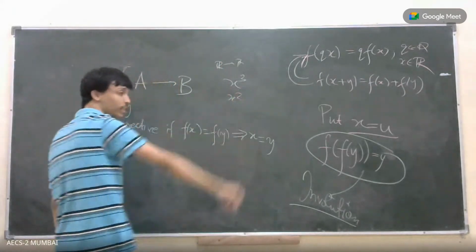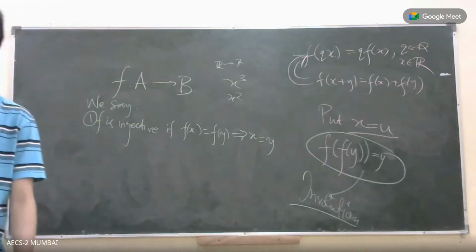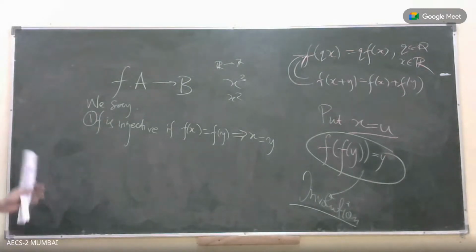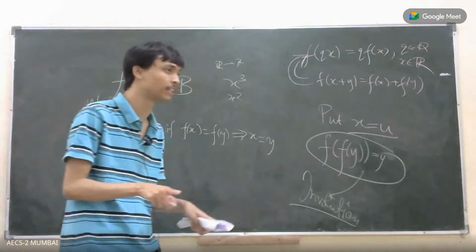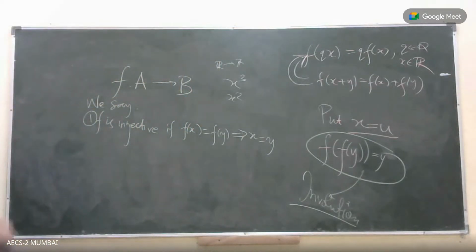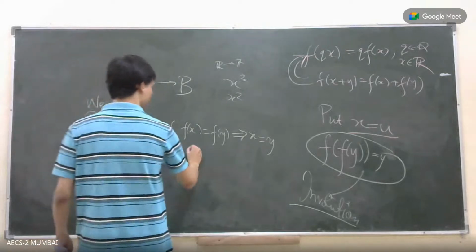Is x square an injective function? Why not? Plus minus, not the same. x square is not injective. Why? Because 1 and minus 1 will give the same output, despite being different. So what does injective mean? That different inputs give different outputs.